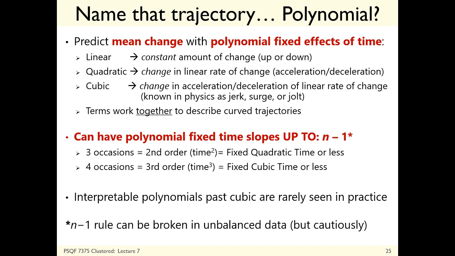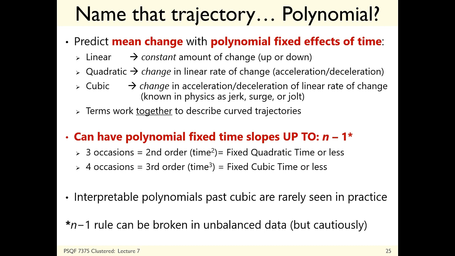That means if I have 3 occasions, I can put in an intercept, a linear trend, and a quadratic trend, and that's it. I have 3 means perfectly captured by my 3 fixed effects. If I have 4 occasions, I can pick up a cubic, and that will completely saturate my 4 means. If I have 5, I can pick up a quintic, I think.